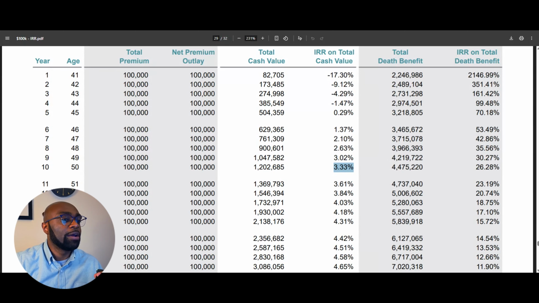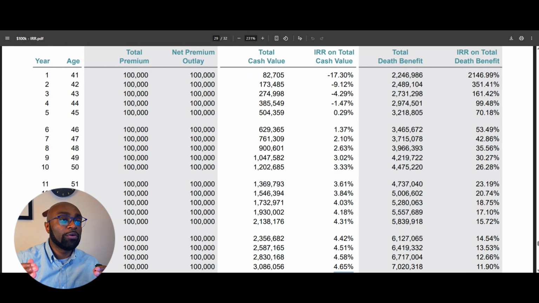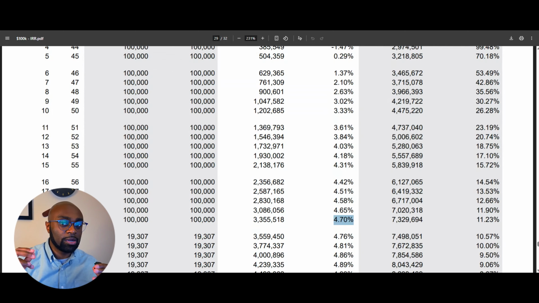And the thing we have to account for is that when I look at year 10 or year 15 and it says 4.31% or 4.7% or whatever that may be, that's the equivalent of you earning that level of rate of return every single year without a down year.